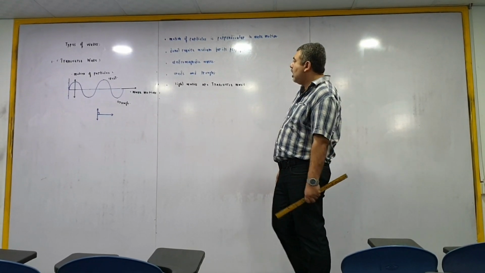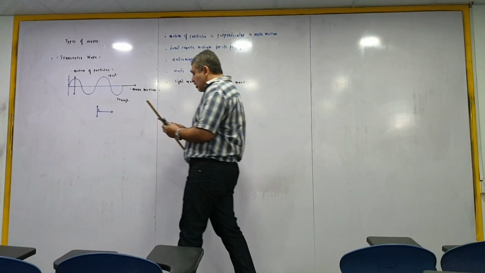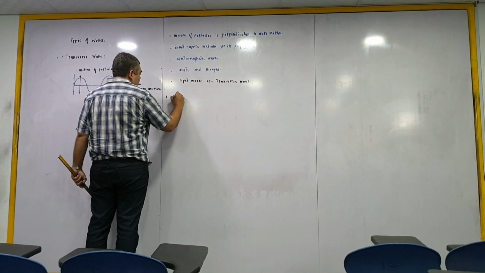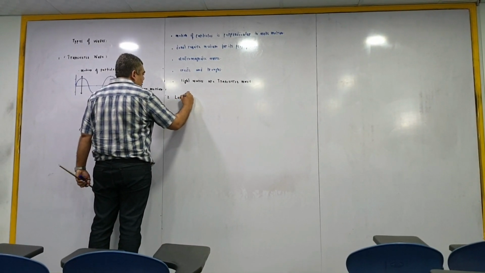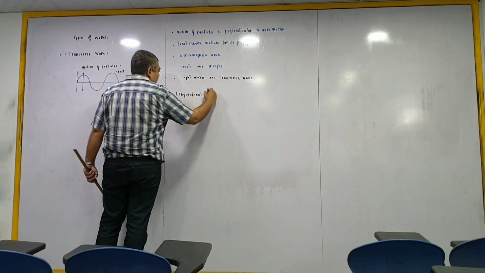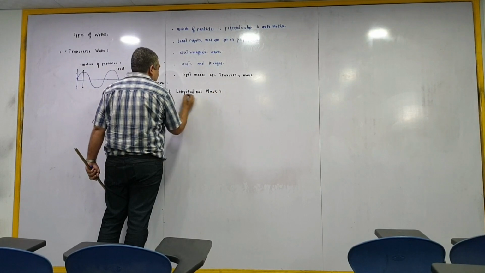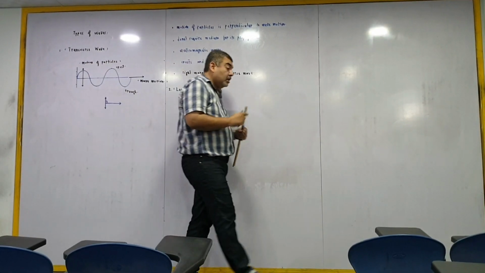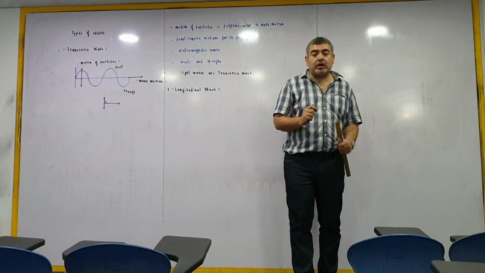Let's talk about a longitudinal wave now. How do longitudinal waves look? Number two, longitudinal wave. So we all know a longitudinal wave is actually what? A sound wave. What is a sound wave? A sound wave actually requires a medium for its propagation.